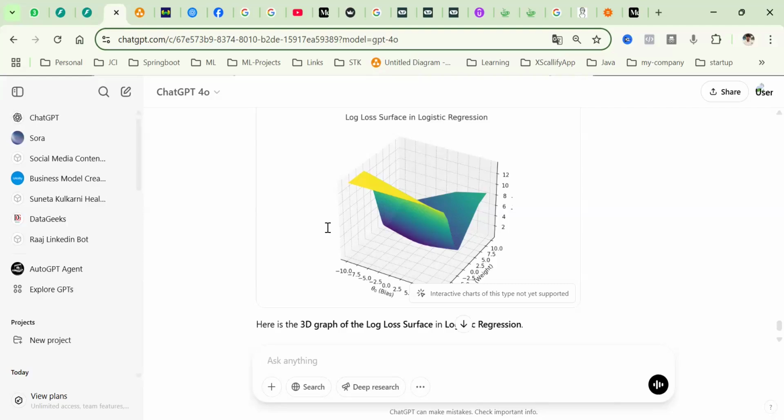For example, 0.5 is my threshold line. If anything is beyond that, it becomes class A. If anything is below that, it becomes class B. This is my assumption. The sigmoid function predicts the probability, so it gives a probability value.